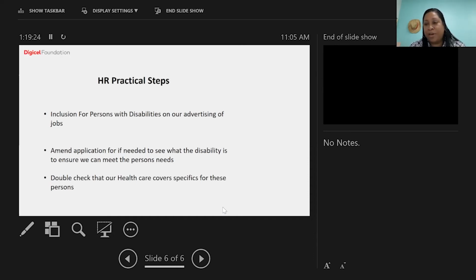And then just double check our health policy to make sure that if there are specific things that relate to the persons within this community, as we hire them, their needs are being served. And it's great to see that part of the Act is also about healthcare. These are just some of the very practical steps that we looked at at Digicel, and we will continue to evolve with the help of our friends.